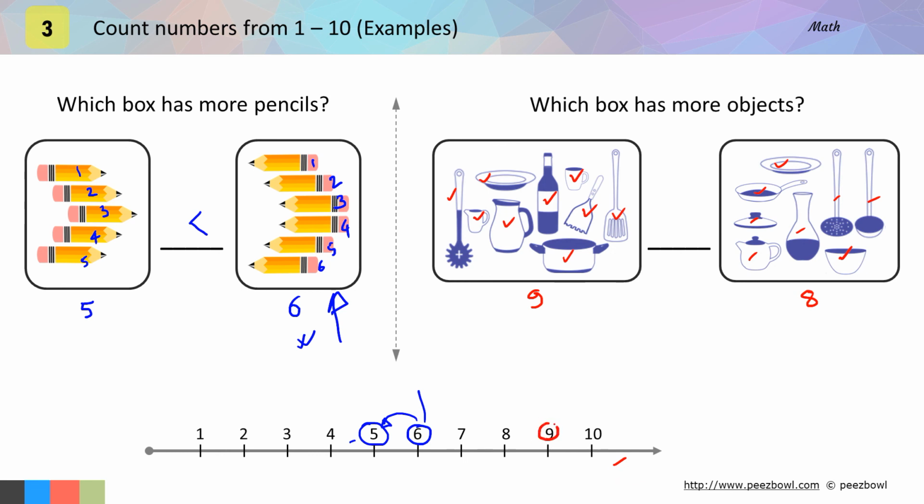Now refer the number line here. 9 is on the right side of 8. That means 9 is bigger than 8. We will put greater than symbol to left side box. So left side box has more kitchen objects.